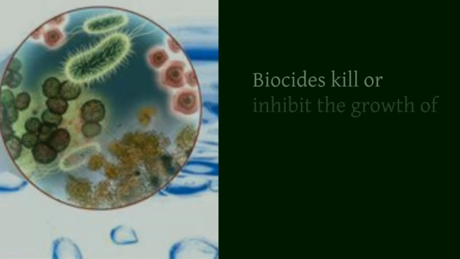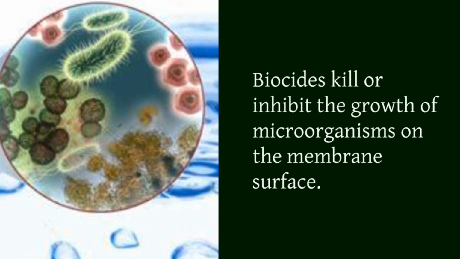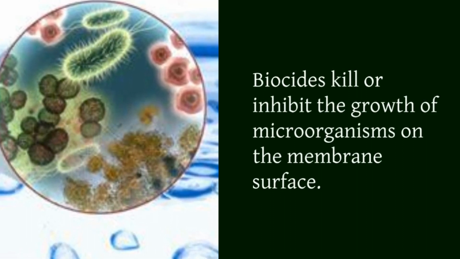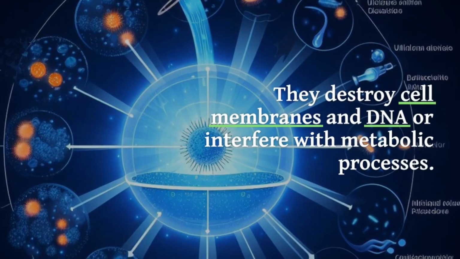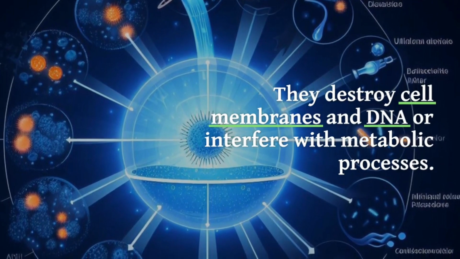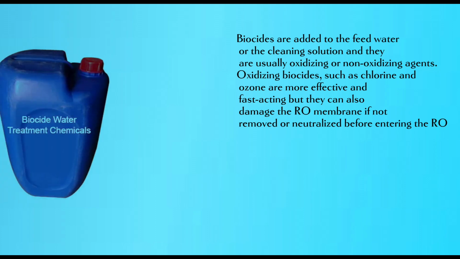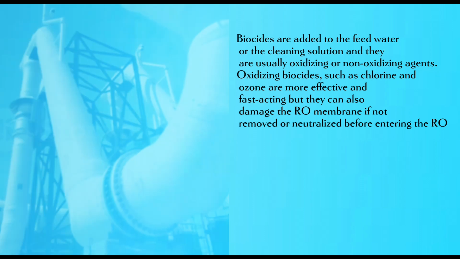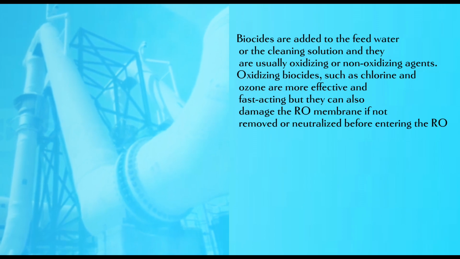Biocorrosion is a related problem that occurs when microorganisms produce acidic or corrosive substances that damage the metal parts of the RO system. Biocides work by destroying the cell membrane and the DNA of the microorganisms, or by interfering with their metabolic processes and enzyme activity. Biocides are added to the feed water or the cleaning solution, and they are usually oxidizing or non-oxidizing agents.